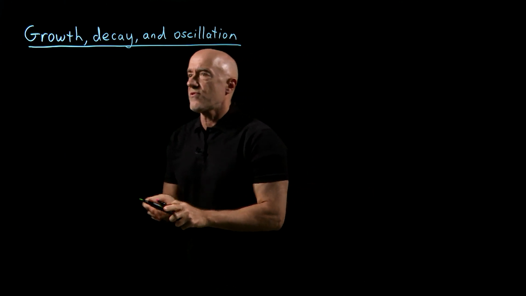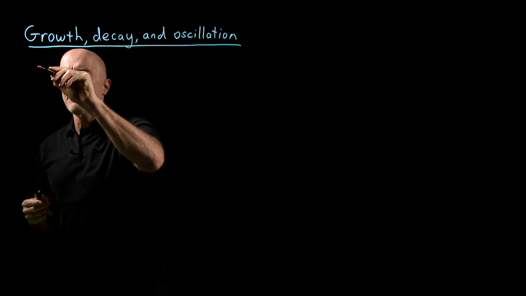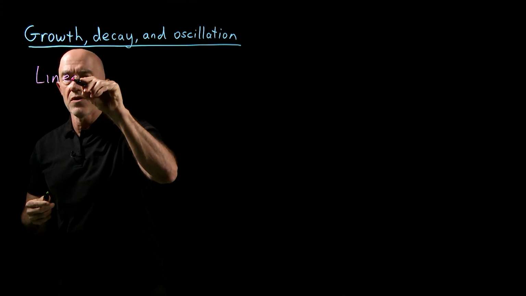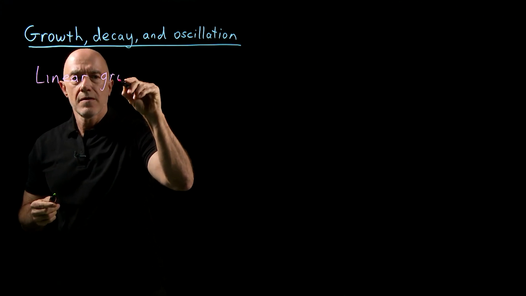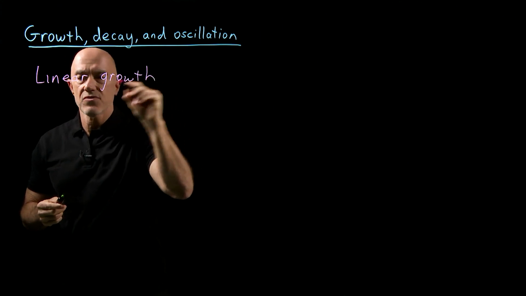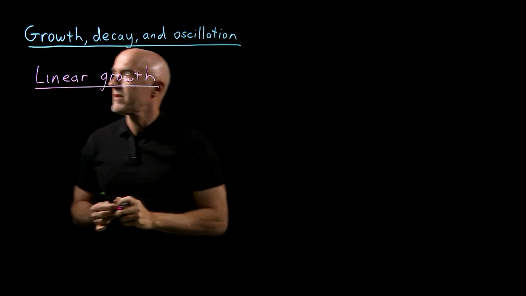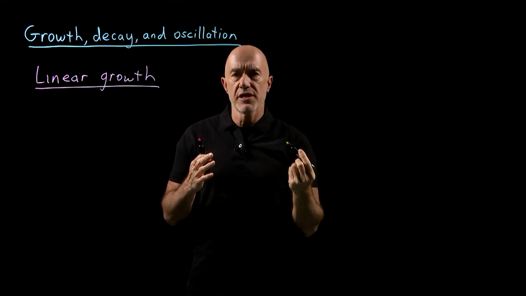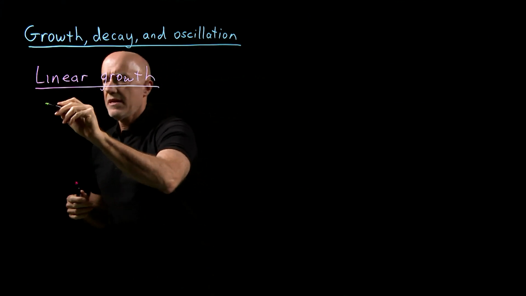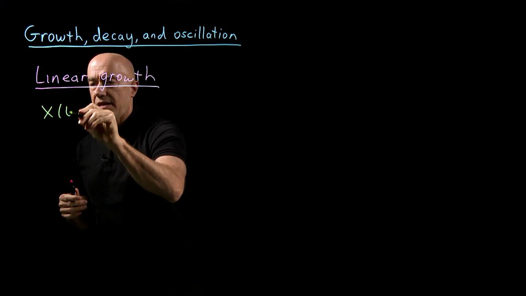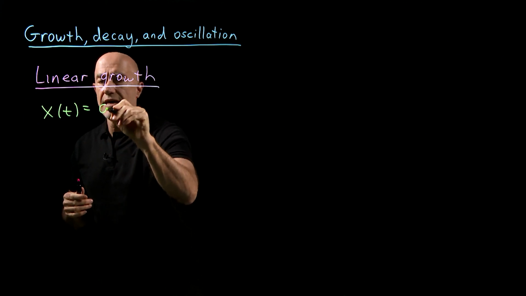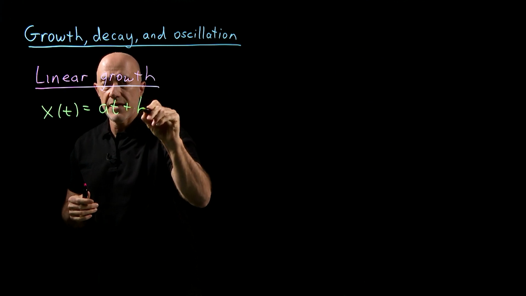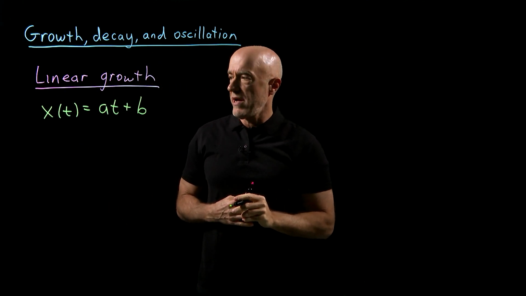So let's start with growth. The simplest type of growth is called linear growth. That's when a process grows linearly. The equation for linear growth is x of t equals at plus b. So this is a linear equation.